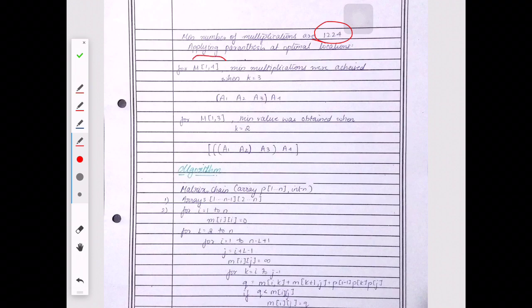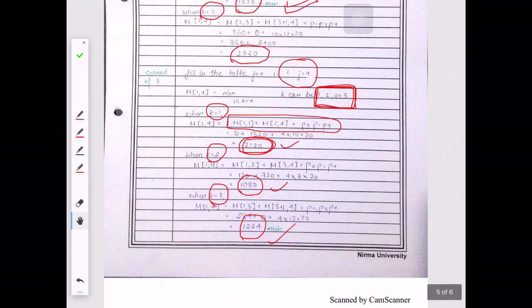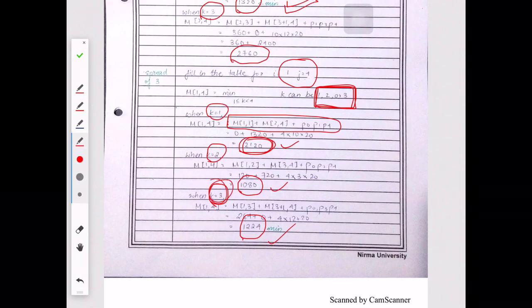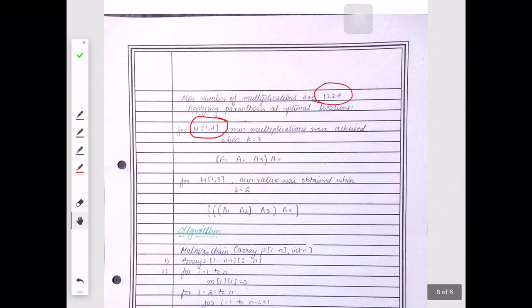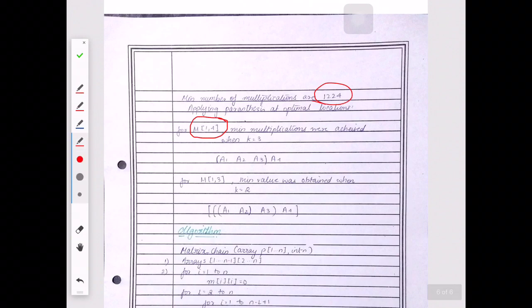That is, we'll start with M of 1, 4. That is matrices from A1 to A4. And we saw that for M1, 4, we got the minimum value when k was 3, right? We got the minimum when k was 3. So what that implies is that we have to put a parenthesis between 3 and 4, right? So it will be like this.